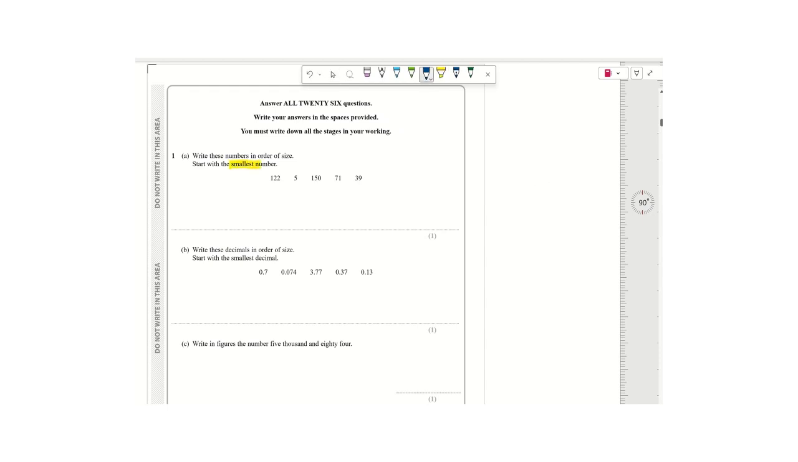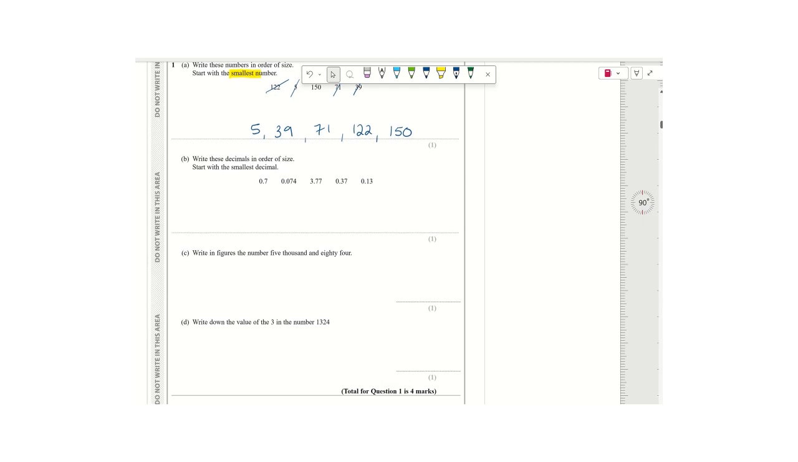Okay, so the smallest of those will be 5, then 39, then 71, then 122, and then 150. And I would cross them out as you go to make sure that you've used every number.